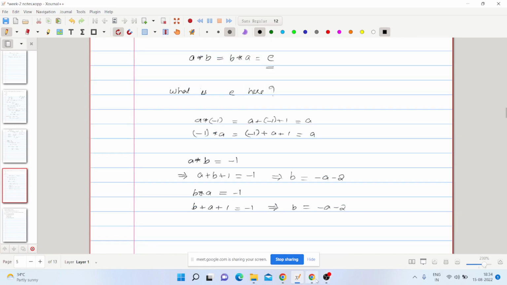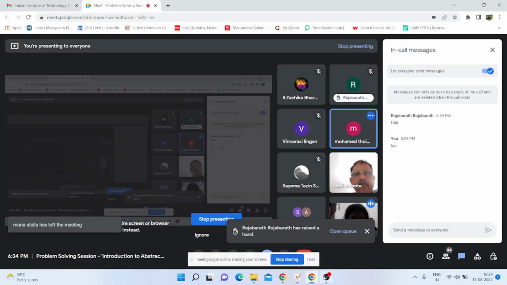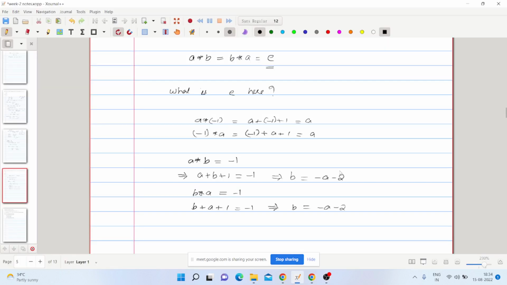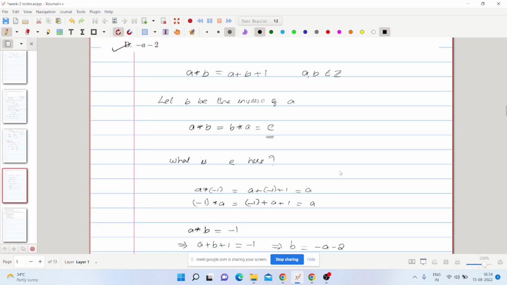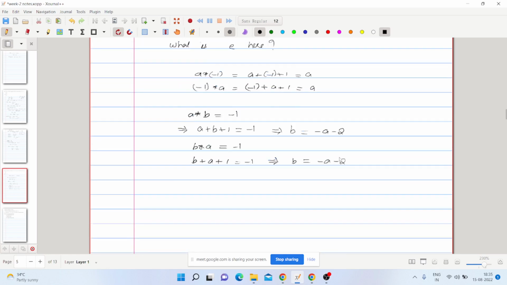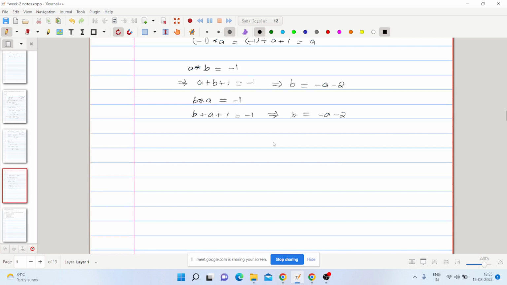Excuse me, ma'am. We take the identity as minus 1. How did you take the identity as minus 1? Okay, we will see how we are getting the identity as minus 1. By definition, A star B equals A plus B plus 1. Let E be the identity. We don't know what the identity is. We are going to find it.